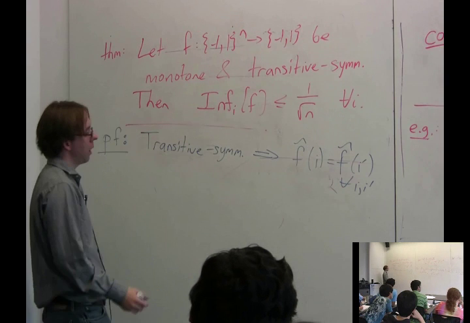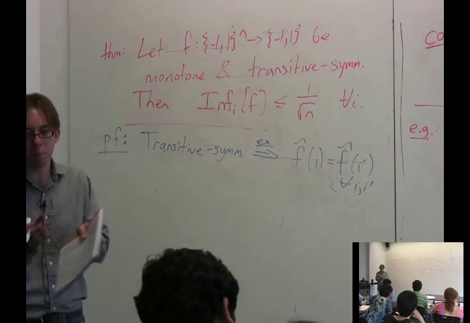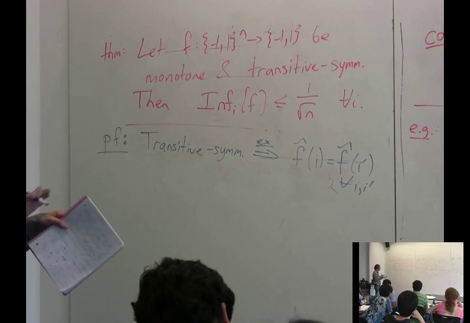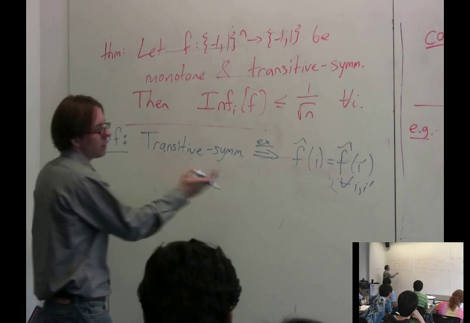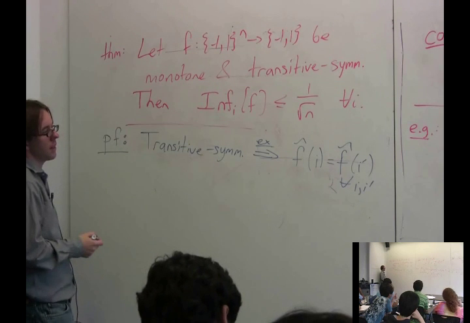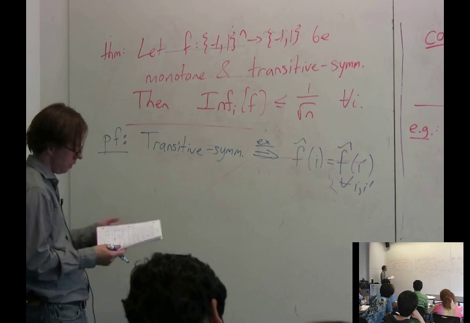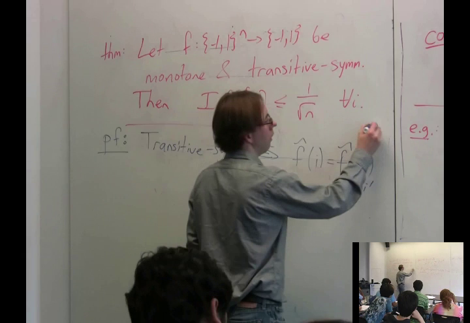Okay? I won't completely prove that. Maybe I'll leave it as an exercise. But if any pair of coordinates are the same under some symmetry, then you can use it to show that the singleton Fourier coefficients are the same. Okay, so all of these numbers are equal to the same number. Let's call it f hat 1.